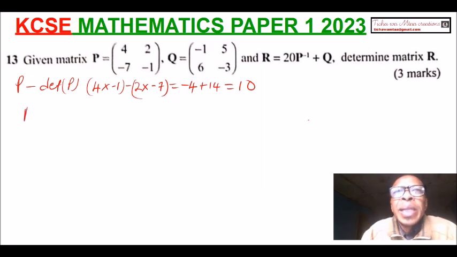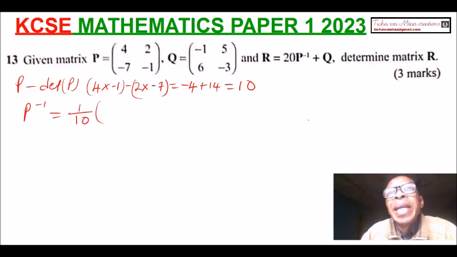So we say P inverse is equal to 1 over the determinant, 1 over 10. We interchange the elements of the main diagonal. So there we have minus 1, and here we have 4. And we introduce a negative to the other diagonal. So this is minus 2, and minus 7 will be positive 7. So that will give us what? Now we have the inverse of P.